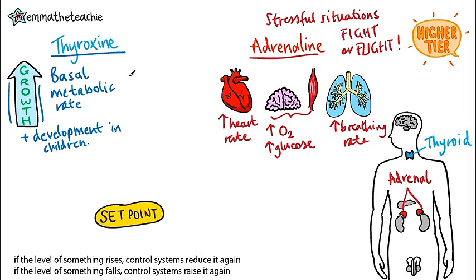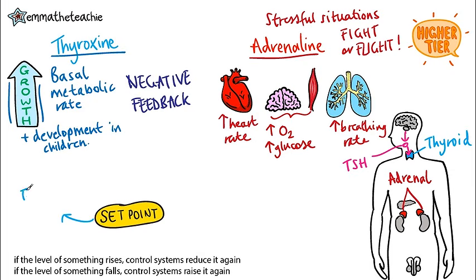Now we're going to look at something called negative feedback. It controls different hormones and conditions to keep them at a constant level. And we're going to look at thyroxine. So the pituitary gland makes something called TSH, or thyroid stimulating hormone. It makes the thyroid gland make more thyroxine.